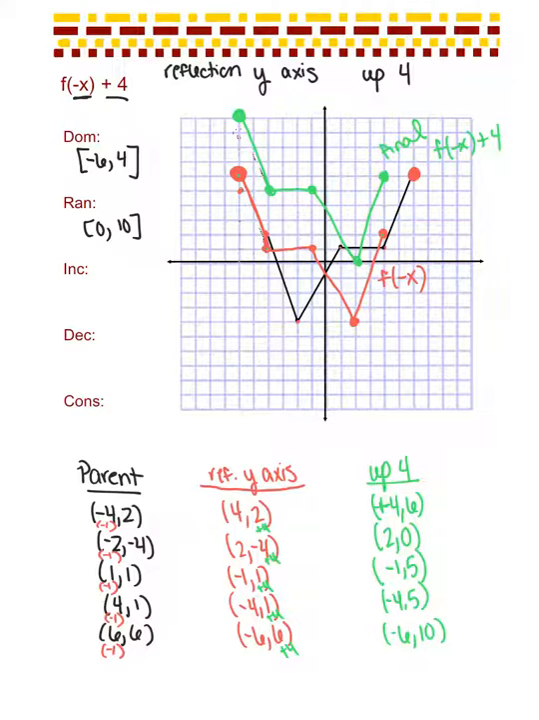So that was kind of nice that I did not only the graph method, but I'm also doing the point method because I was able to catch that mistake. If I was just doing the graph method, I probably would have just moved on and not caught that. So my range is from 0 to 10, increasing, decreasing, and constant.